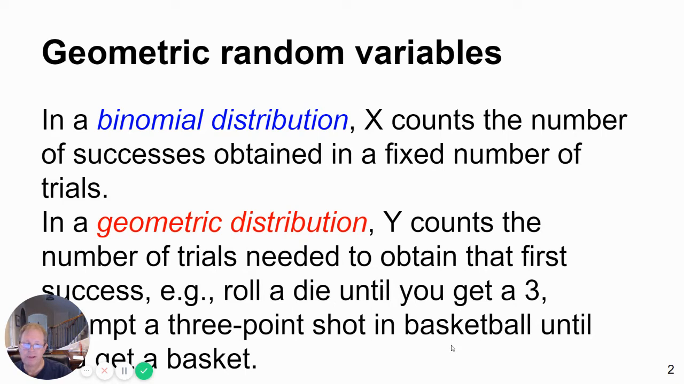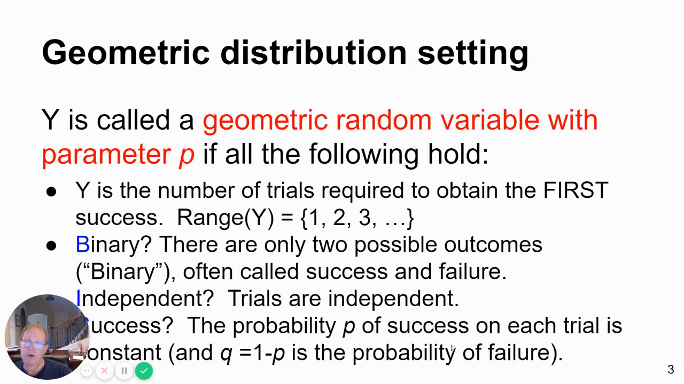Examples include rolling a die until you get a 3, attempting 3-point shots in basketball until you make a basket. Now, what are the conditions for having a geometric distribution? Here they are. Y is called a geometric random variable with parameter p, that's the probability, if all of the following hold. First, Y is the number of trials required to obtain the first success. So the range of Y could be anything from 1, 2, 3, 4, and so forth. You could have your first success on your first trial, for example.